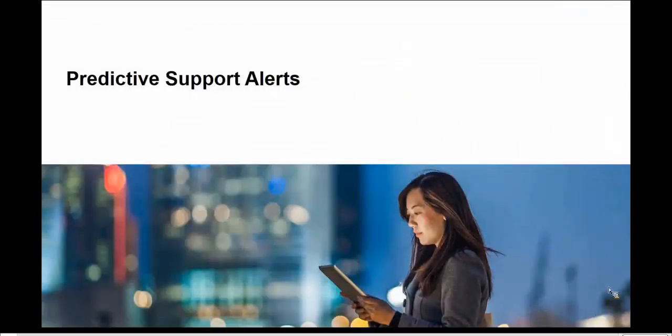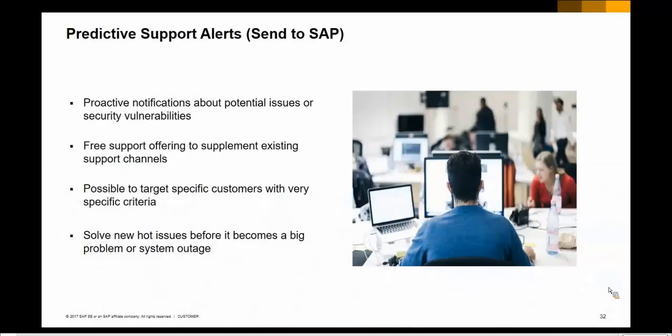Something new that we've been in beta with for quite a bit, but with the release of the 2.1 platform support tool, will be going live essentially, is called the Predictive Support Alerts. What we want to be able to do is allow you to safely upload your landscape configuration to SAP, and with that data, we have the ability to determine what customers are susceptible to a particular issue.